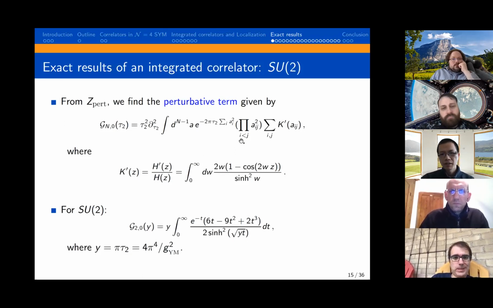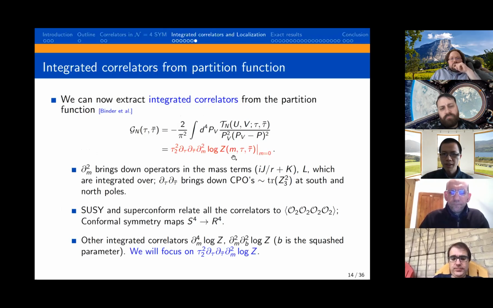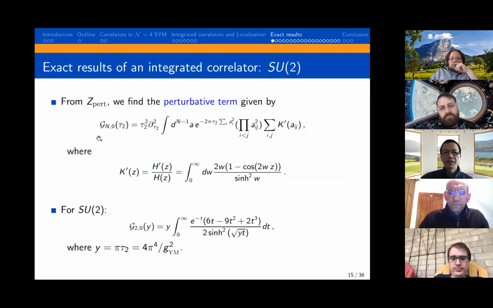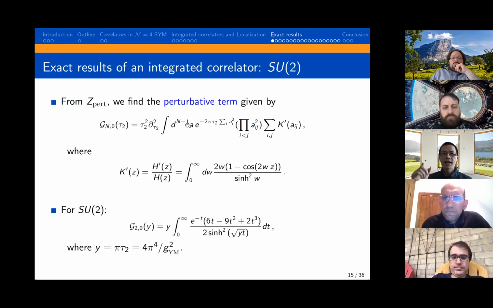Well, I just basically gave you the formula for the integrated correlator using this result. You find it will be given by something like this. As I mentioned, this is an n-1 dimensional integral, n-1 because it's SU(N), so the sum over a_i is equal to 0. So in general, it's an n-dimensional integral.